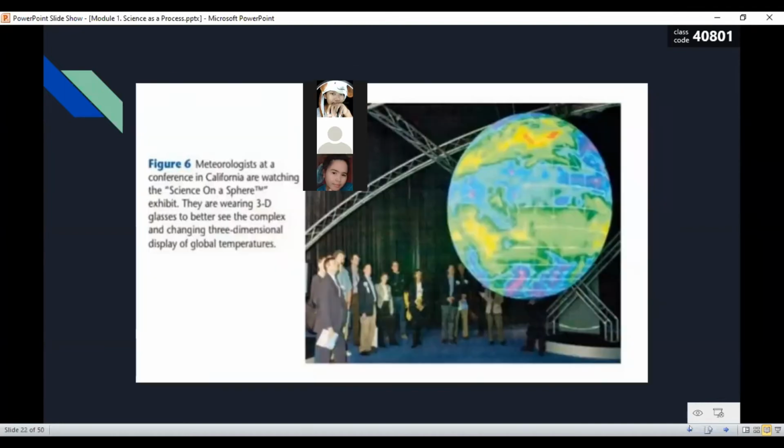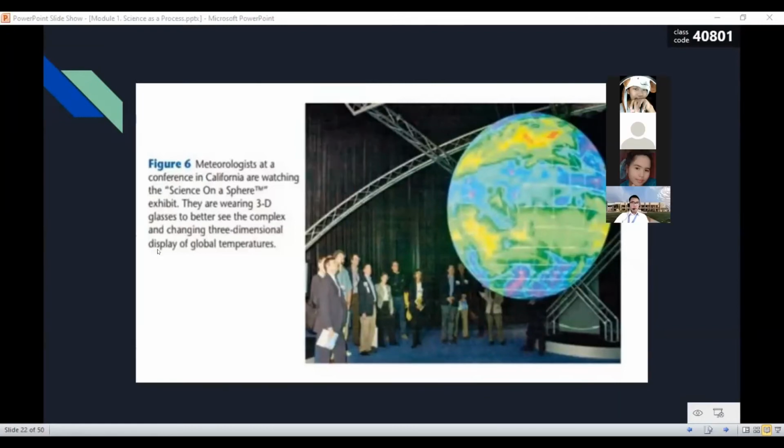As you can see in that picture, meteorologists at a conference in California are watching the Science on a Sphere exhibit. They are wearing 3D glasses to better see the complex and changing three-dimensional display of global temperatures. Before we proceed, John has a comment here.